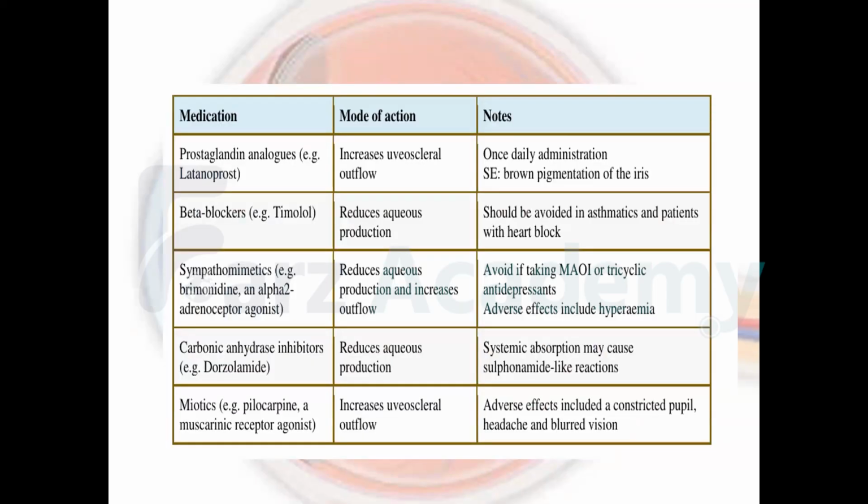The other medications that can be used in open angle glaucoma are beta blockers; timolol can be used. Sympathomimetics like brimonidine, which is an alpha 2 adrenergic receptor agonist, can be used as well. This also reduces the aqueous production and increases the outflow. Carbonic anhydrase inhibitors like acetazolamide or dorzolamide can also be used. Miotics like pilocarpine, a muscarinic receptor agonist, also increase the uveoscleral flow along with constriction of the pupils. All right, so these are the agents that can be used.